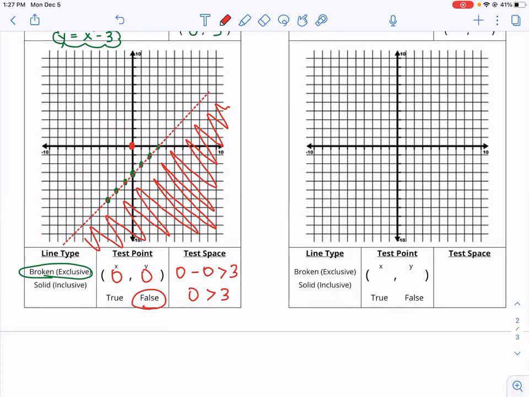We are shading the solutions. You shade the side that is right. You shade the side that's going to be true. Okay? Just like we did here. We shaded all the ones that were making sense in our inequality, and we didn't shade the ones that didn't make sense.